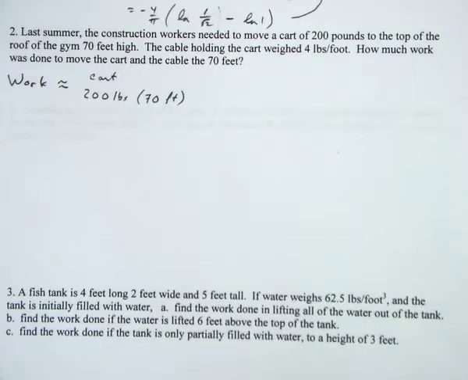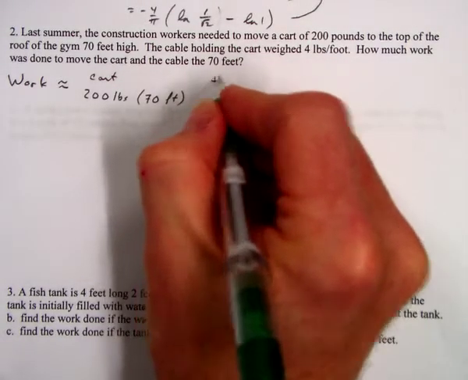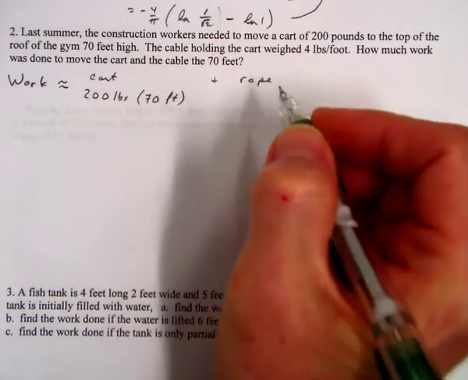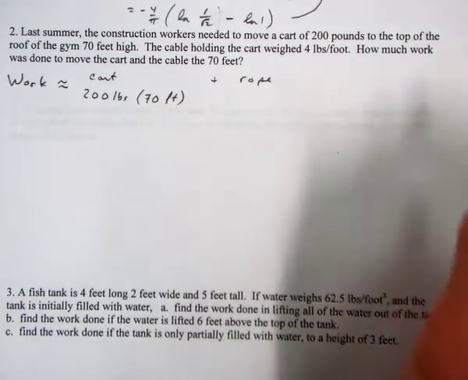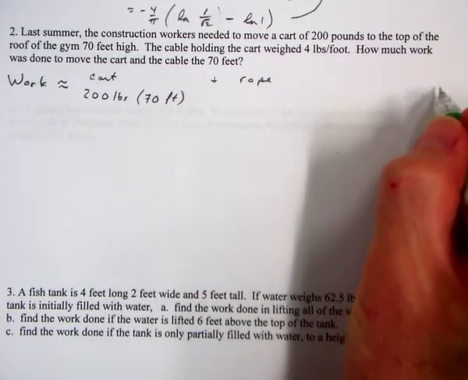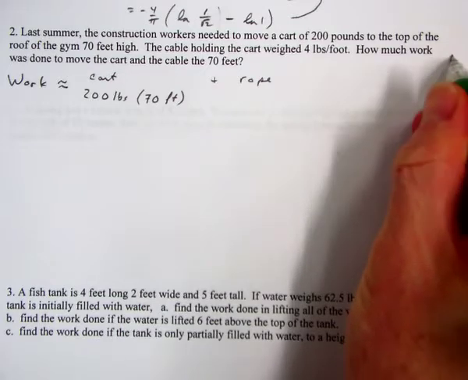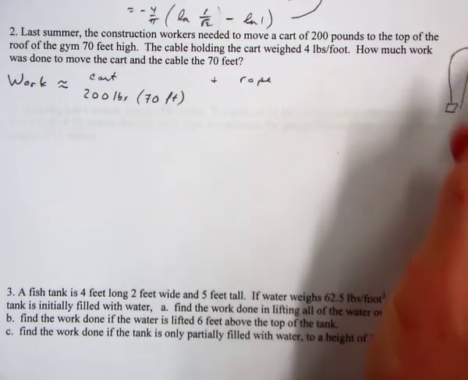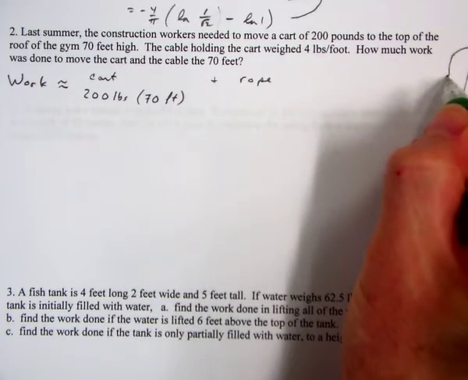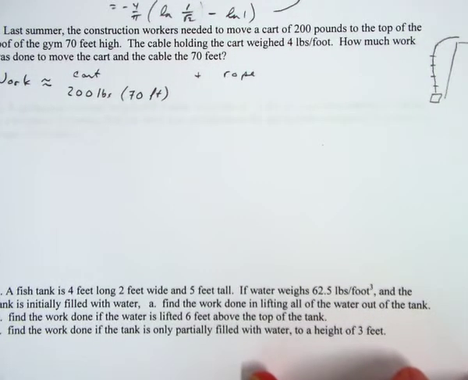But now we have this rope. And the thing about the rope is it's changing constantly, because as soon as you get part of that rope up, that's done and we don't need to worry about it. So let's see what would happen if we look at it in pieces. Here's the cart, and we're going to be moving it up. Let's say there's the top of the gym, just to make it something simple. We'll cut it up into segments, deal with those segments, and then see what happens.